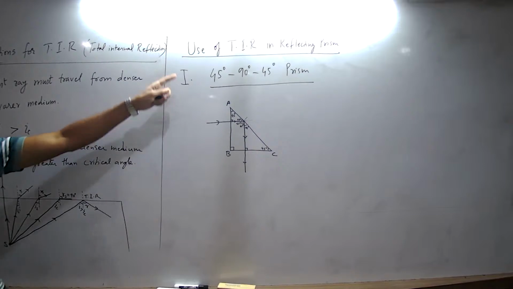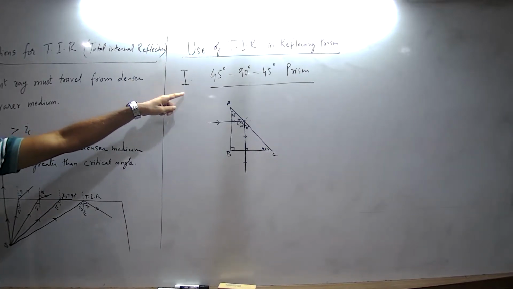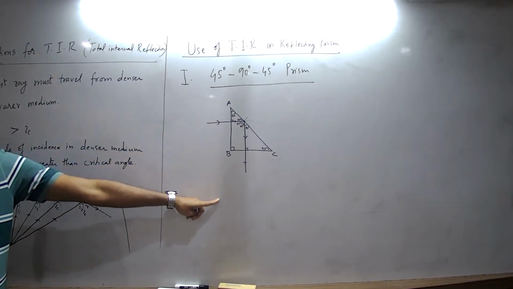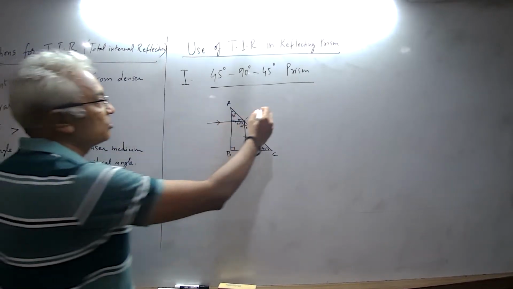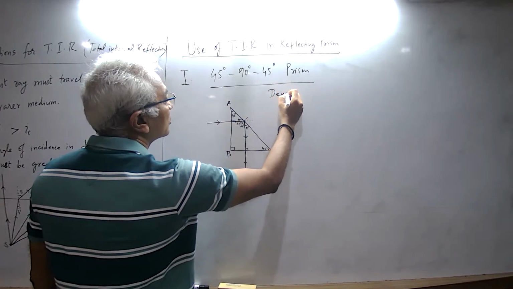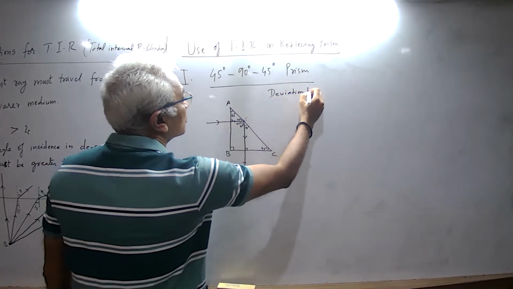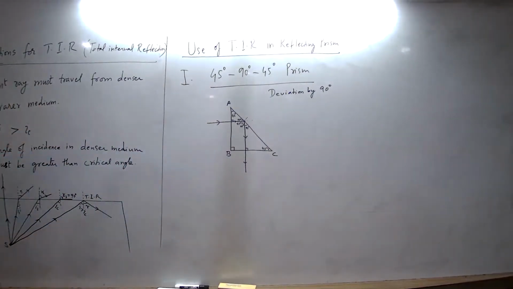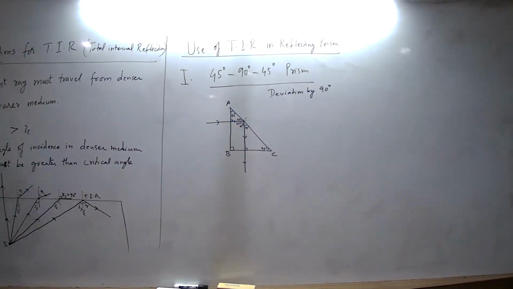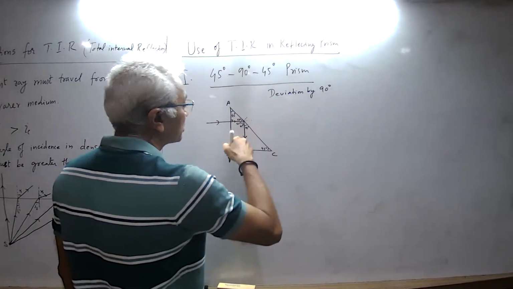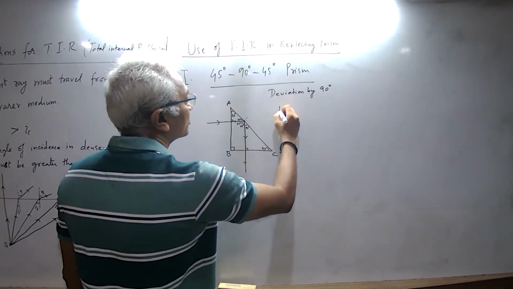So use of TIR in reflecting prism, which is 45-90. Right angle prism में क्या होता है? Deviation by 90 degree. So what is the conclusion here? This is how we achieve deviation by 90 degree. ठीक है? Where do we use it? We use it in periscope. This reflection is used in periscope.